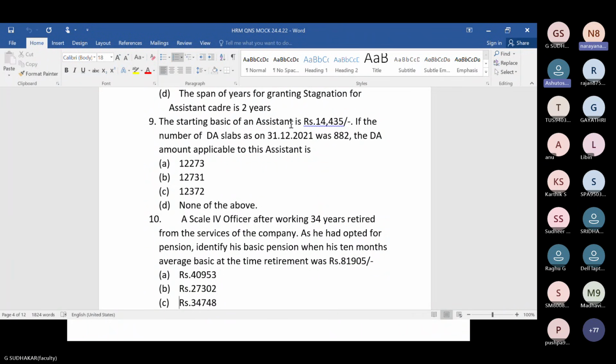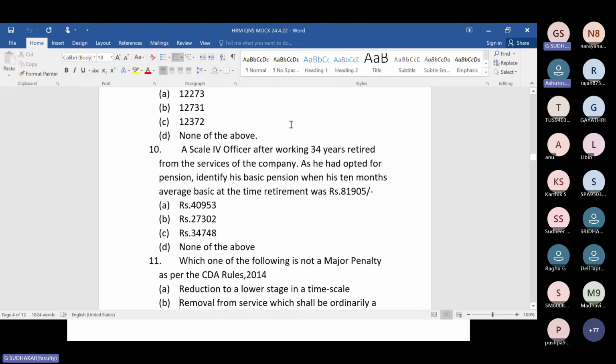Prior to 1st of August 2022, 10 will be there, no, sir? No, effective from 1/7/2018, no scheme. DS lab, it is 21. DS lab as on 31/12/21 was 882. Okay, sir. 10th one.